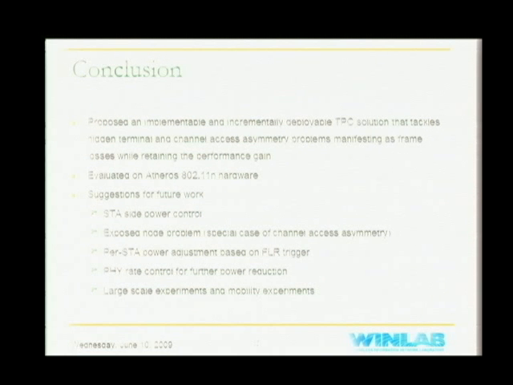So, in conclusion, we proposed an implementable and incrementally deployable TPC solution that tackles the hidden node as well as asymmetric channel access problems, which manifest as frame losses. We implemented it on 802.11 hardware and evaluated the performance. As far as suggestions for future work go, the station side power control couldn't be implemented because of the unavailability of an ioctl call to effect the transmit power change.